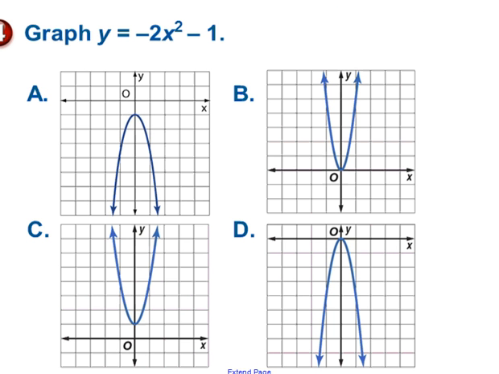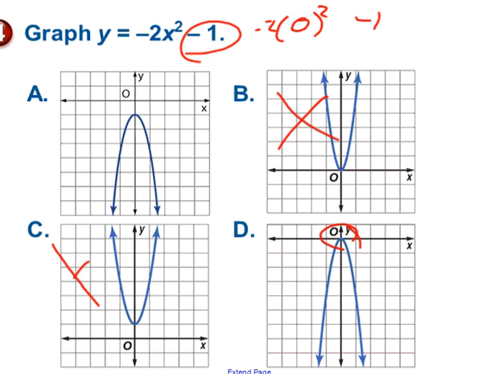Well, let's look at this one. Negative 2x squared minus 1. First of all, I can tell that it opens down, so it cannot be B, cannot be C. And I can see because of the minus 1, it does not go through the 0 point. If I just plug in 0, 0 squared times negative 2 minus 1. 0 squared is 0, times negative 2 is 0. Minus 1, 0 minus 1 is negative 1, so the ordered pair will be 0, -1. It's got to be answer A, the only one that will work for the graph.